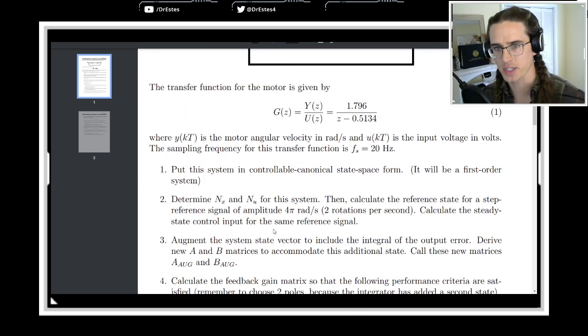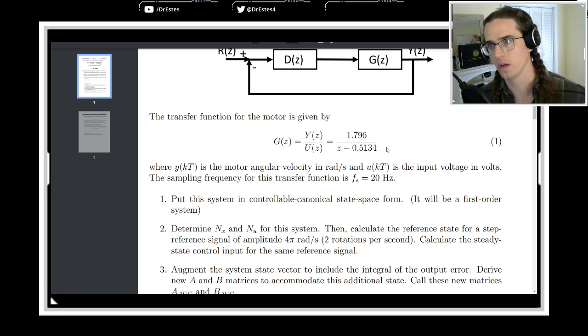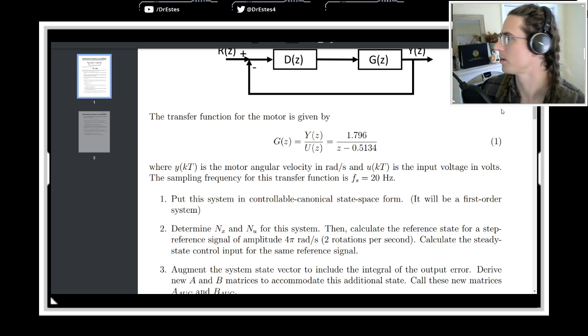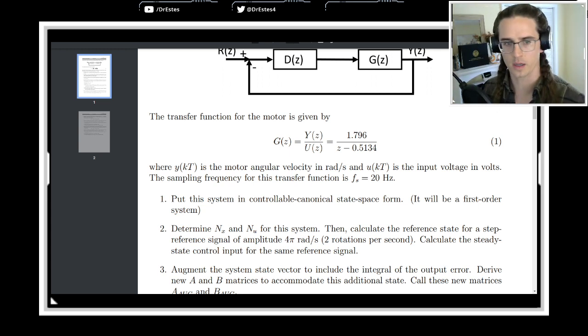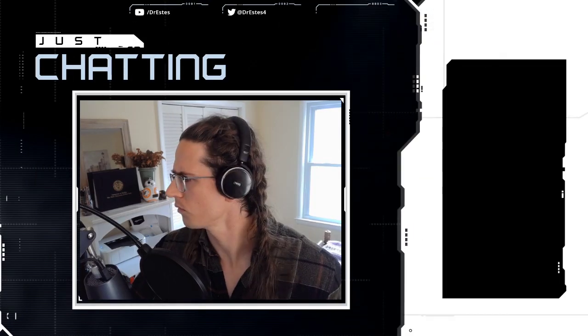But the gist of this project is you're going to control the same system from Project 1 with very similar specifications, but you're going to do it with state feedback instead of using the root locus. So I like it because it gives you experience with the same system but using different techniques. Okay, so I'll keep coming back to this document this week and tell you, hey, we're covering stuff that's relevant to this part of the project or that part of the project.